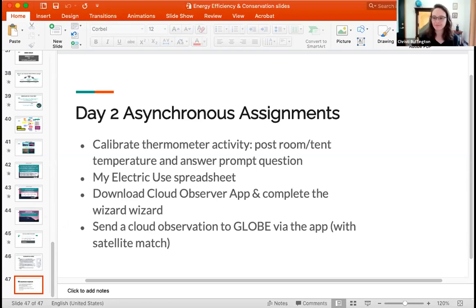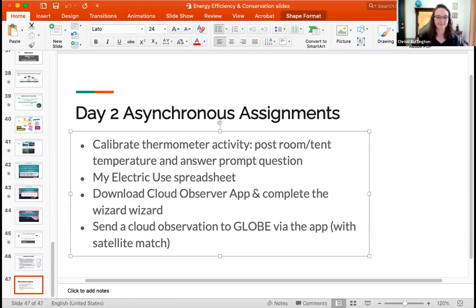Go for it, Colleen. I had to find my unmute button when I'm sharing.